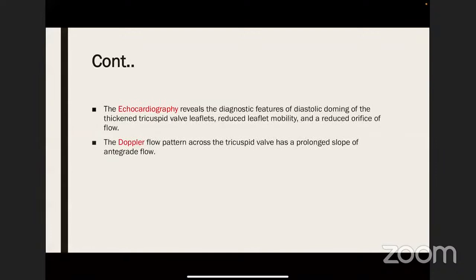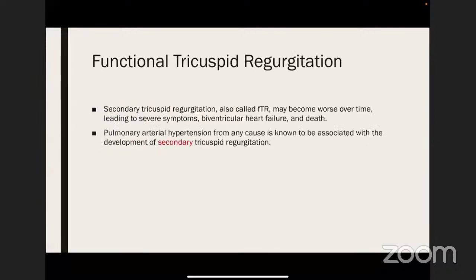The echocardiography reveals the diagnostic feature of diastolic doming of thickened tricuspid valve leaflets, reduced leaflet mobility, and reduced orifice of the flow. The Doppler flow pattern across the tricuspid valve has a prolonged slope of antegrade flow. Functional tricuspid regurgitation, secondary tricuspid regurgitation, also called FTR, may become worse over time, leading to severe symptoms, biventricular heart failure, and death. Pulmonary arterial hypertension from any cause is known to be associated with development of secondary tricuspid regurgitation.